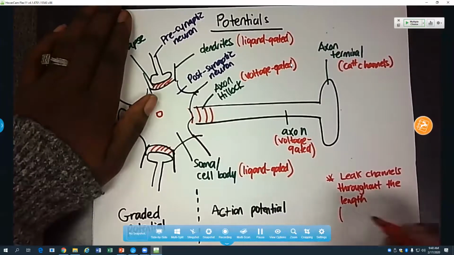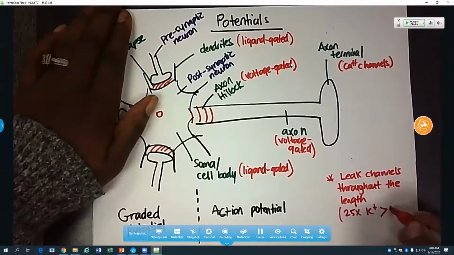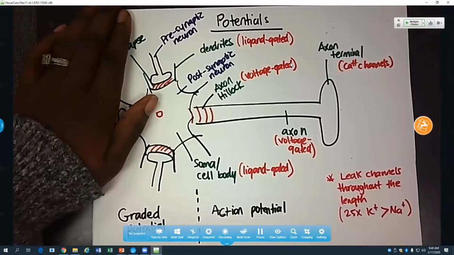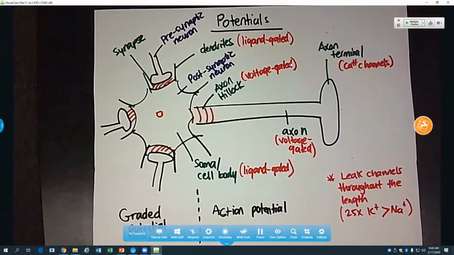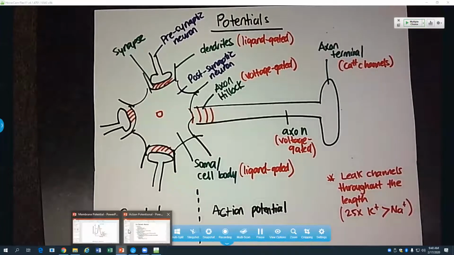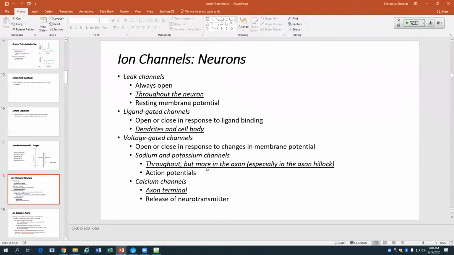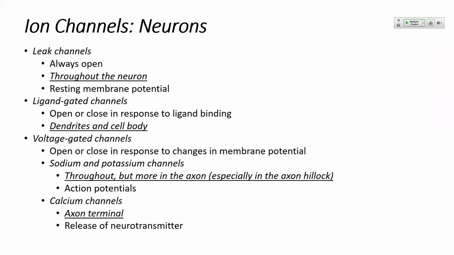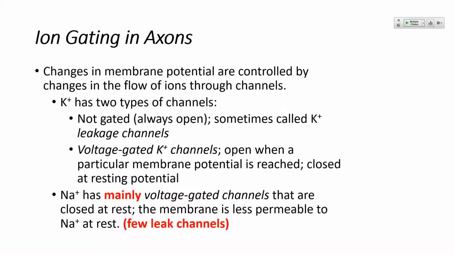And we already know that there are 25 times more potassium than sodium leak channels. Okay, and those are found all over the neuron. All right, so understanding where those channels are is going to be really important to understanding the synapse and then eventually how they generate an action potential.